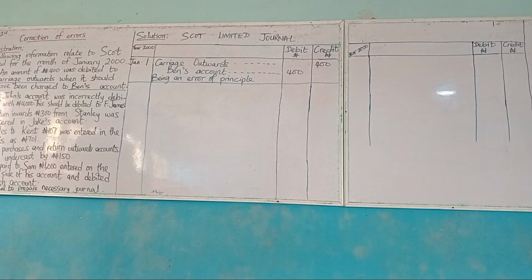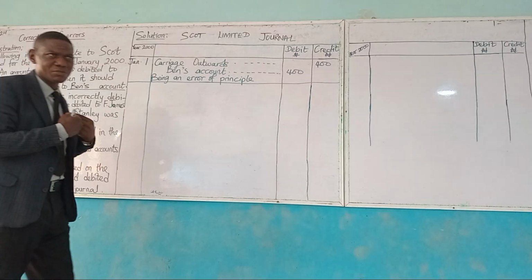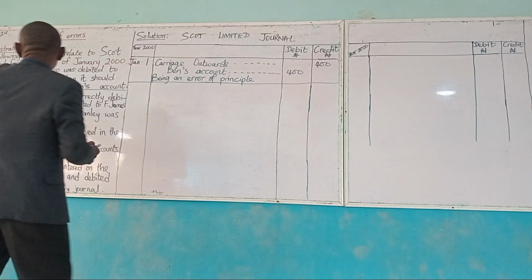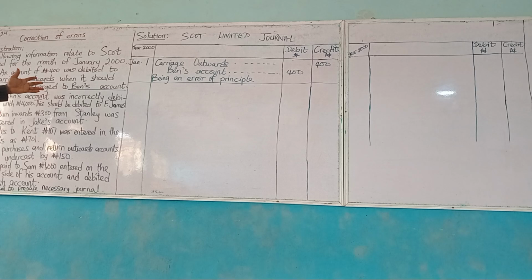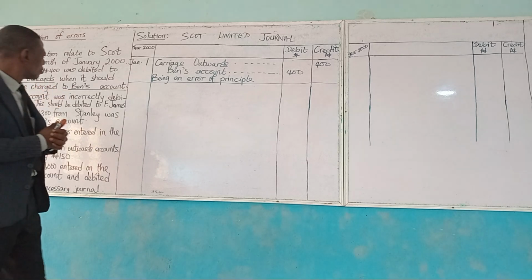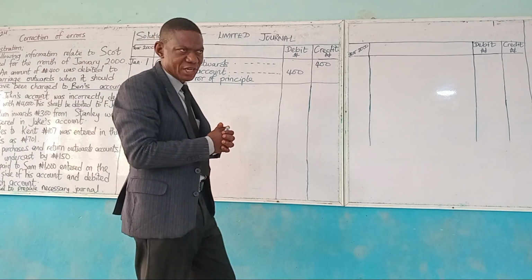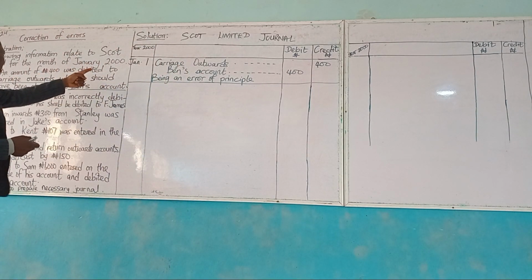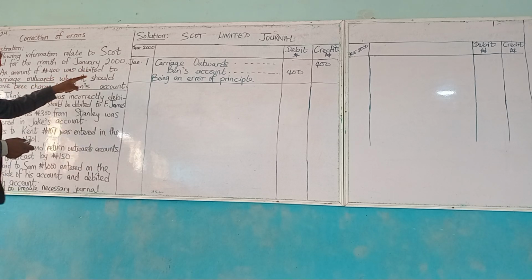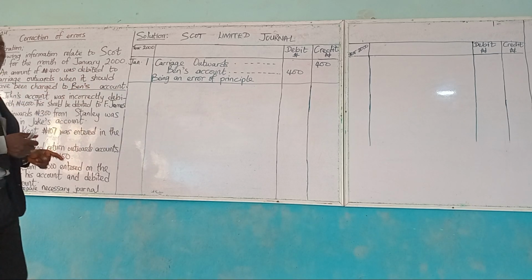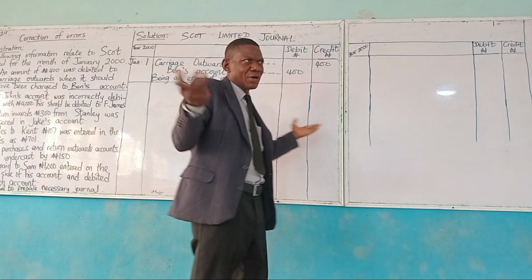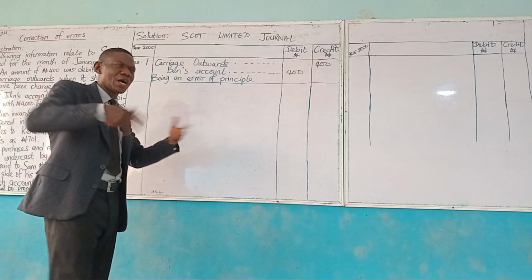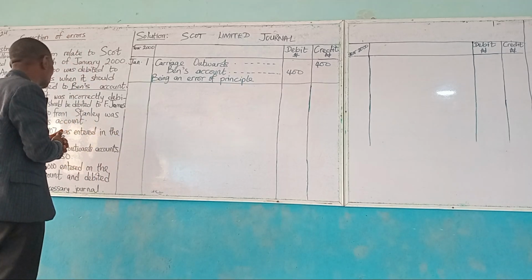You can simply say, and it's not possible that your narration should be the same as my narration, being an error debited to credit actions account when it should have been charged to Ben's account, now corrected. So it's okay like that also. As simple as that. It just depends on how you can express yourself in English or the language you are using.